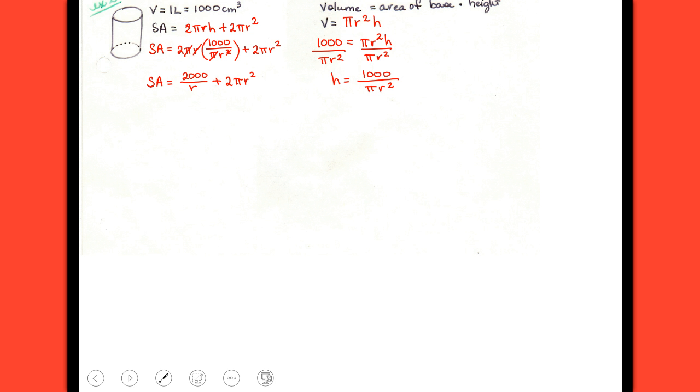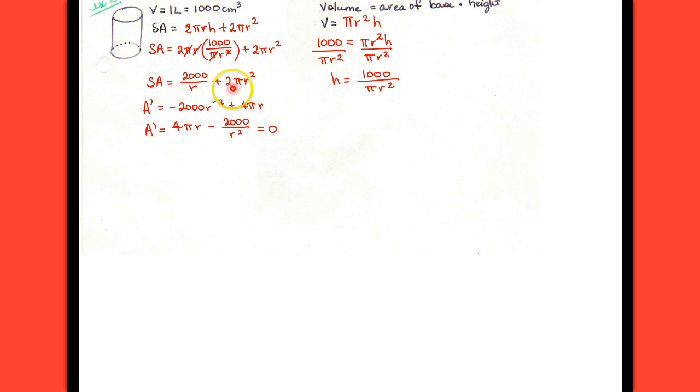If I'm going to take the derivative of that, instead of 2,000 over r, you might prefer to write that as 2,000 r to the negative 1. All right, so if you take the derivative of 2000r to the negative 1, what are you going to get? Yes, negative 2000r to the negative 2.